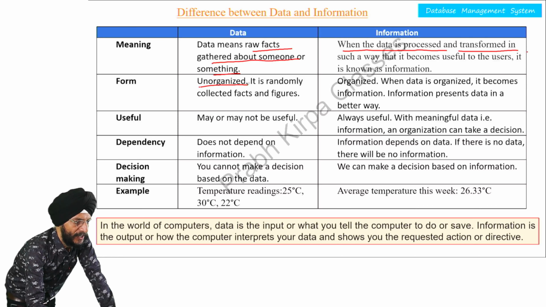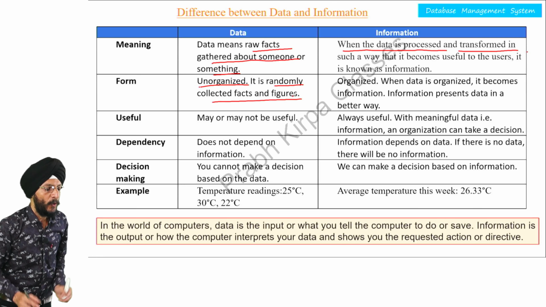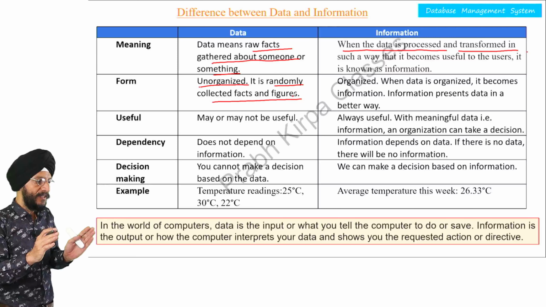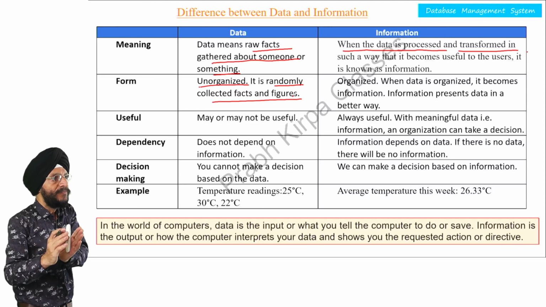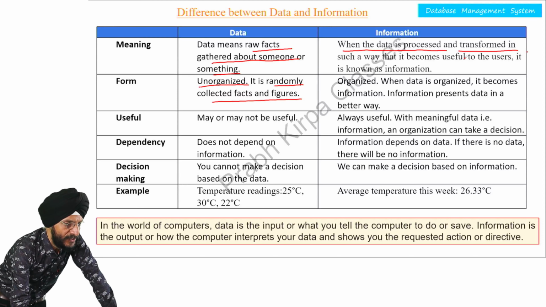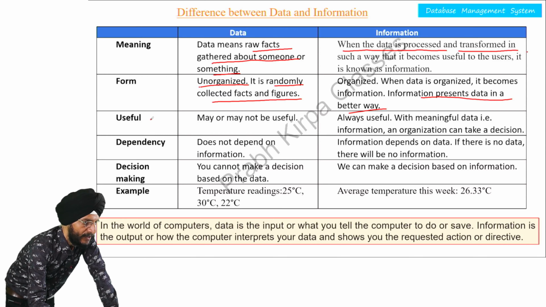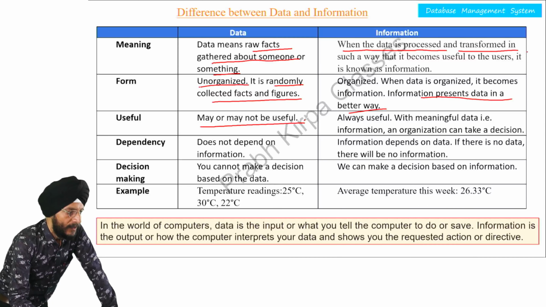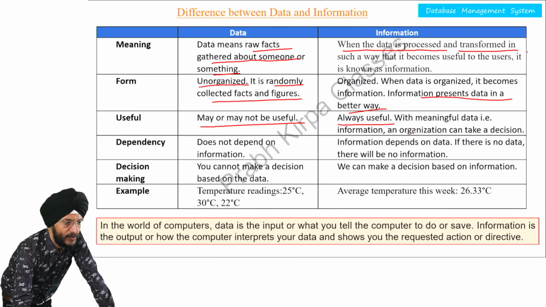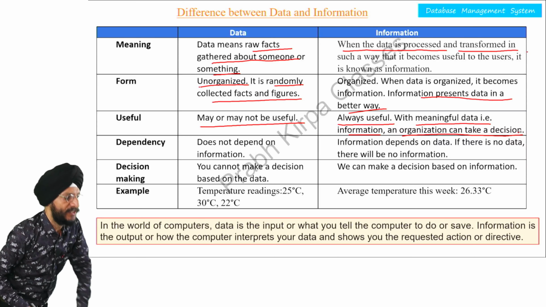Data is unorganized. It is randomly collected facts and figures. On the other hand, information is organized. When the data is organized, it becomes information. Information presents the data in a better way. Data may or may not be useful, but information is always useful. With meaningful data, that is information, the organization can take decision.